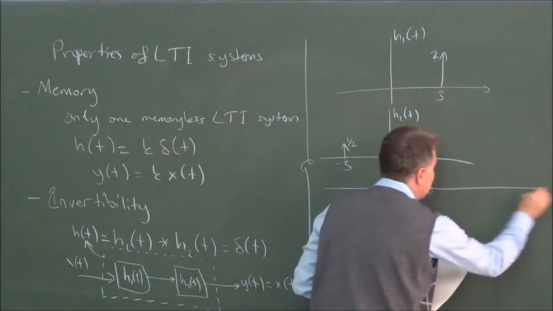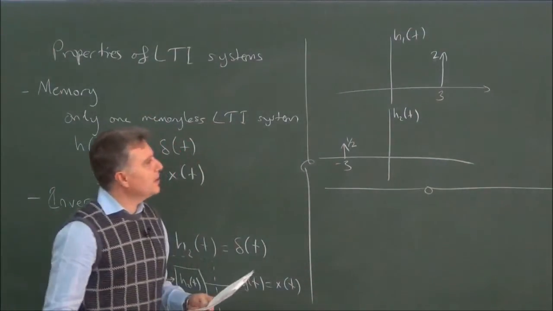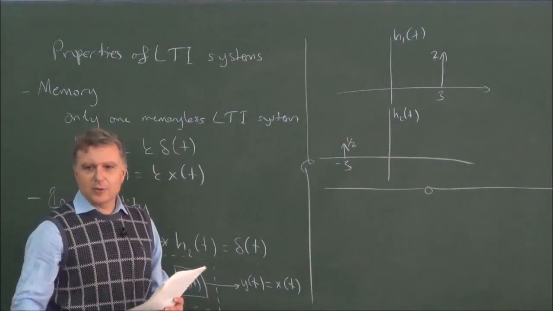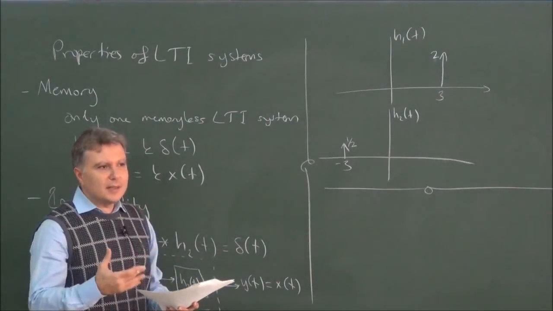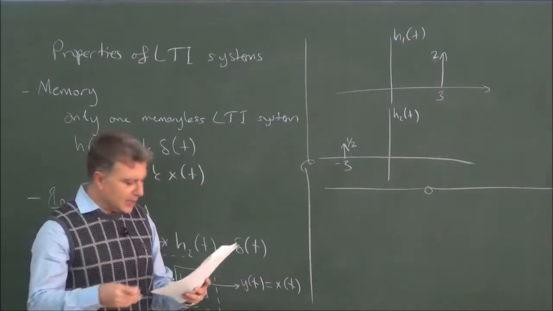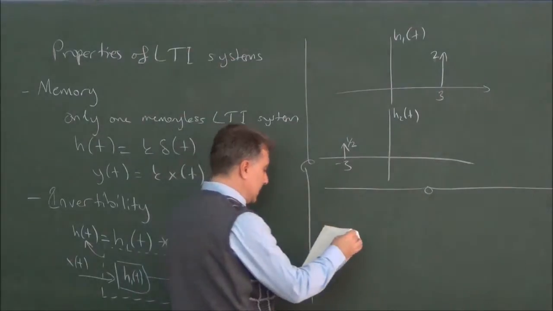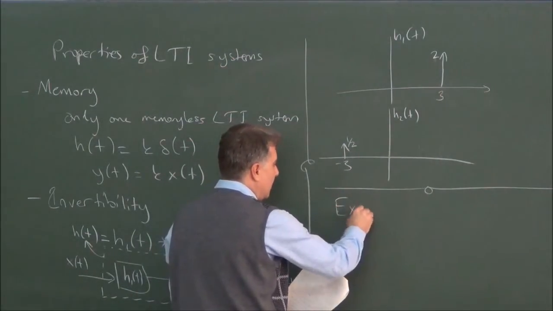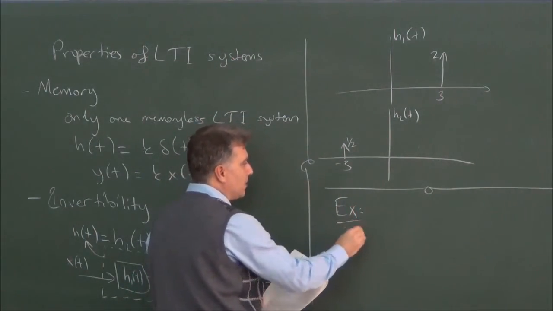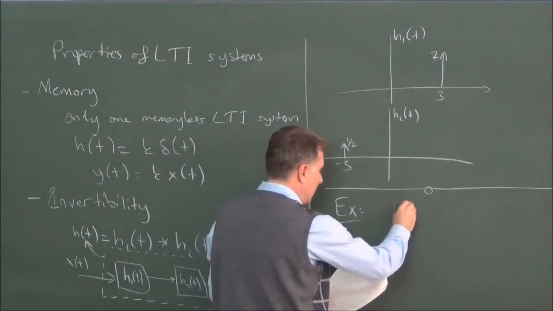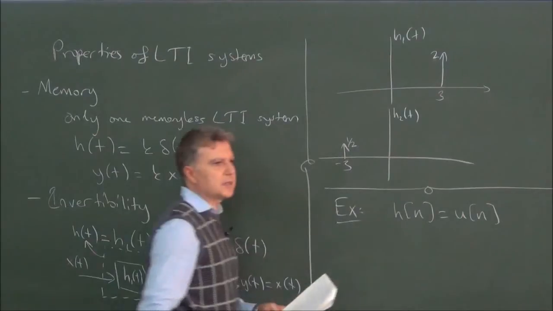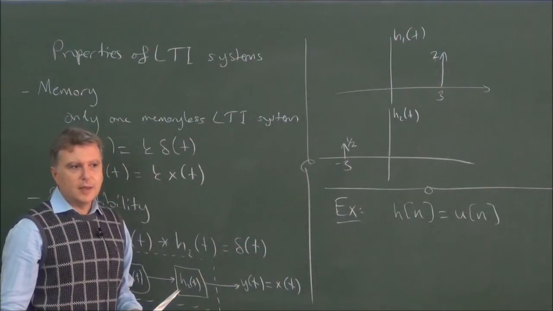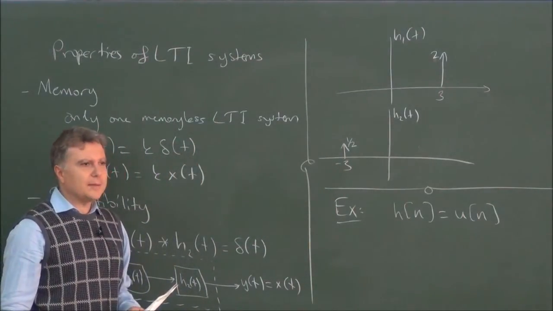Yeah, sorry. Although I said I cannot give anything else, in the discrete time, another inverse system was already given to you as an example. Let me remind you of that. Let's see if you will remember that. h of n is equal to u of n. This time a discrete time system, and the impulse response is u of n.